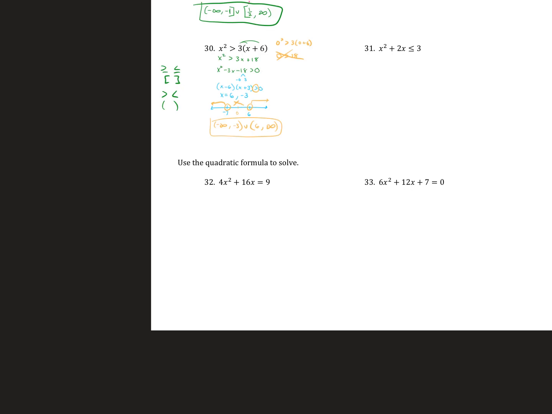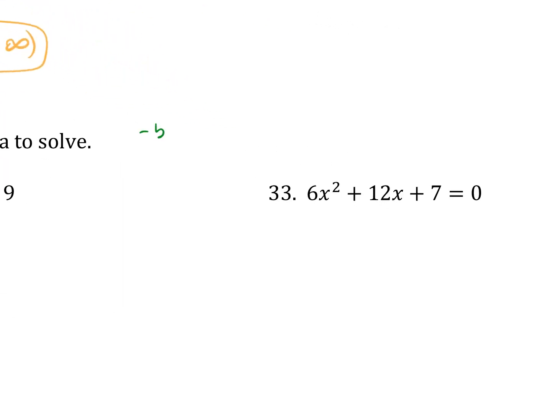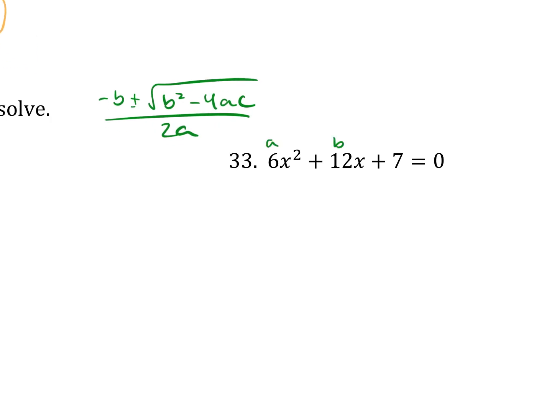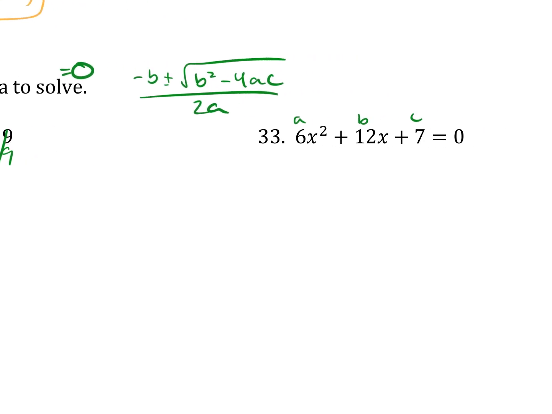All right, let's do 33. Use the quadratic formula to solve. So negative b plus or minus the square root of b squared minus 4ac over 2a. So here we have our a, b, and c. For 32, what would I have to do first before I plug it into the quadratic formula? Move the 9. So it has to be equal to 0 before you use the quadratic formula to solve. 33, we're already good, so let's plug it in.